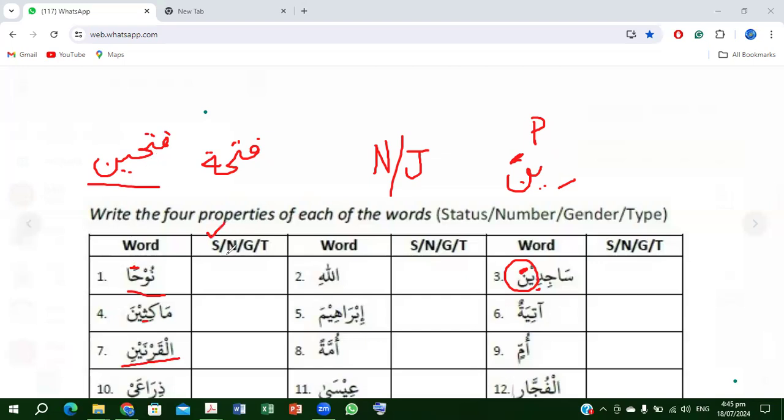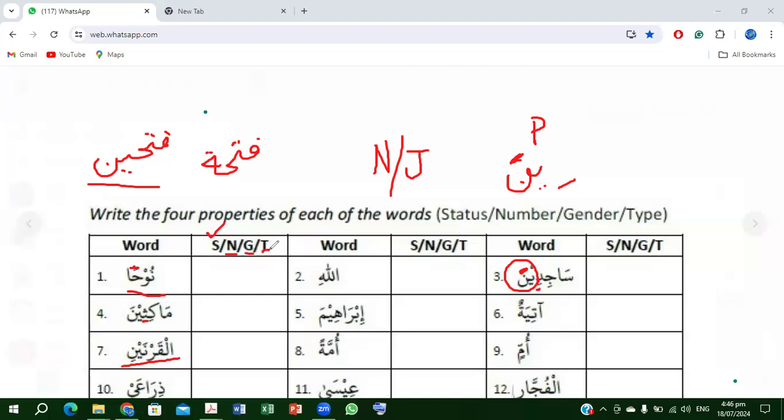Then number. The number is singular. Yes, Nuh is one. Gender. The gender is masculine. How did you recognize it's masculine? By the Prophet Nuh alayhi salam. It's a real gender, right? For real genders, we need not recognize. For fake genders, we will try to make out with the signs. But for real gender, it is very clear for us. Nuh is a male name, right? Perfect.